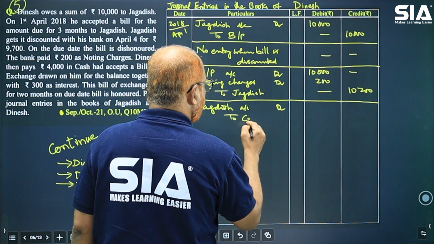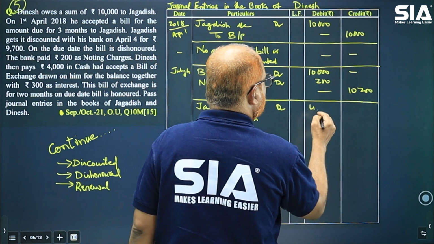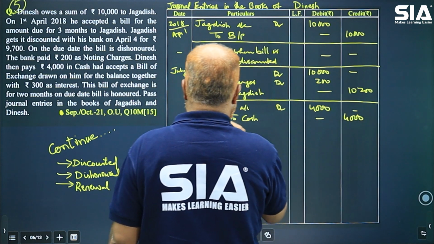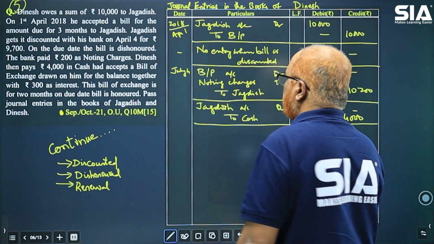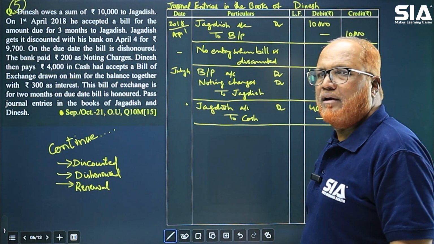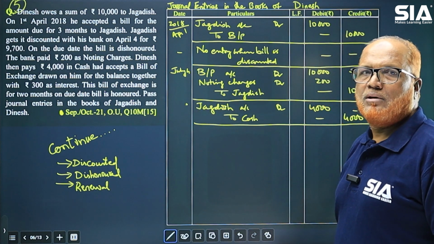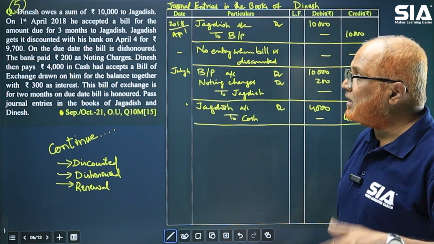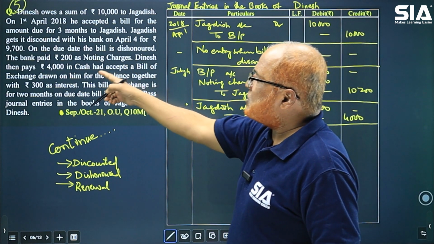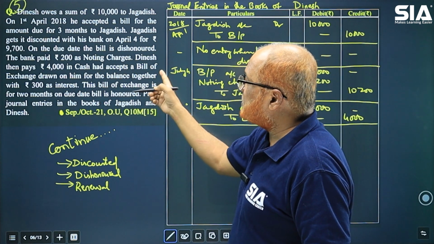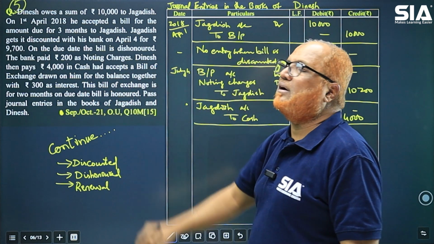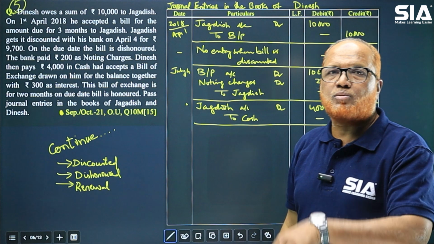to cash 4,000. Narration: being the part payment made to Jagdish. Out of 10,200, 4,000 is paid, remaining 6,200 is payable. Now, Dinesh then pays 4,000 cash and accepted a new bill of exchange drawn on him for the balance together with 300 interest. Now, interest has to be paid.